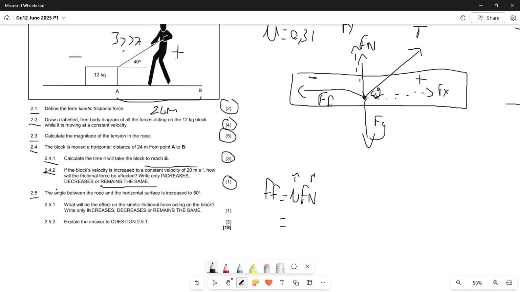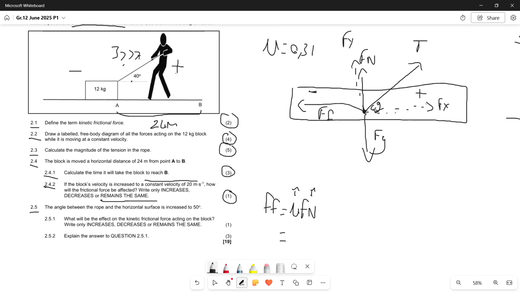And then 2.5, almost done with this section. The angle between the rope and the horizontal surface is increased to 50. Okay, so this guy is now pulling it at an angle like that, for example. There's a 50 from the horizontal up to the new angle that the rope is being pulled from. So what will be the effect on the kinetic frictional force acting on the block now?